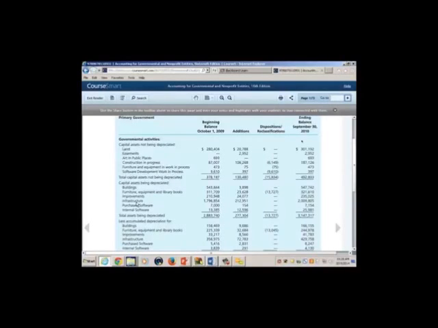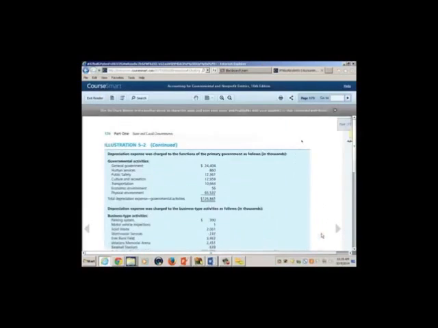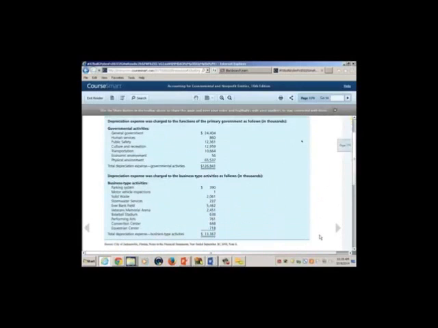All right, so you looked at this. Let's go to the next one. So there is depreciation expense. Notice how it's being allocated to these functions, the business type activities and governmental activities. This is in the government-wide statement of activities. So depreciation is usually allocated to the functions themselves.